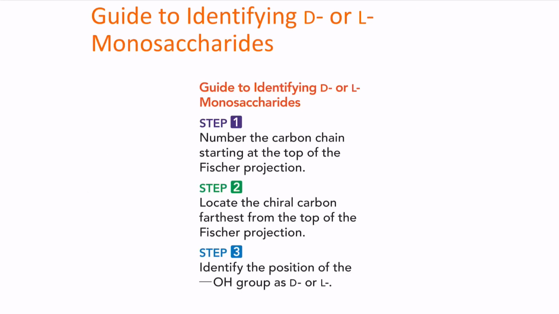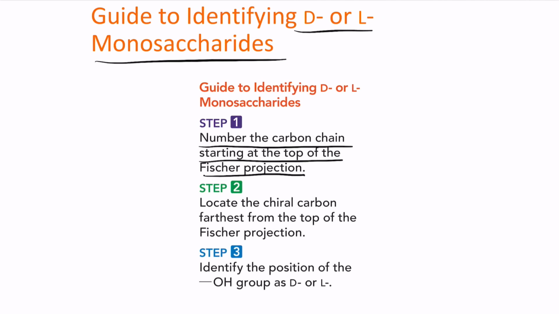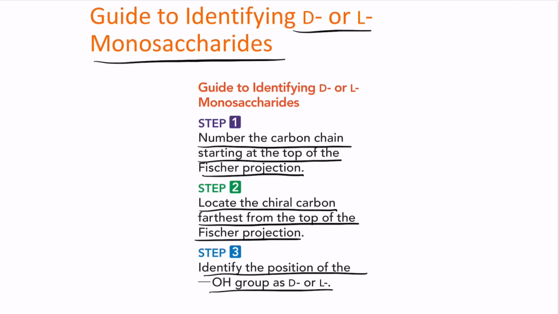So now let's try and identify whether a given monosaccharide is a D or an L isomer. Step one is to number the carbon chain starting from the top of the Fischer projection. Step two is to locate the chiral carbon that is farthest from the top of the Fischer projection. And step three is to identify the position of the OH group as either D or L.